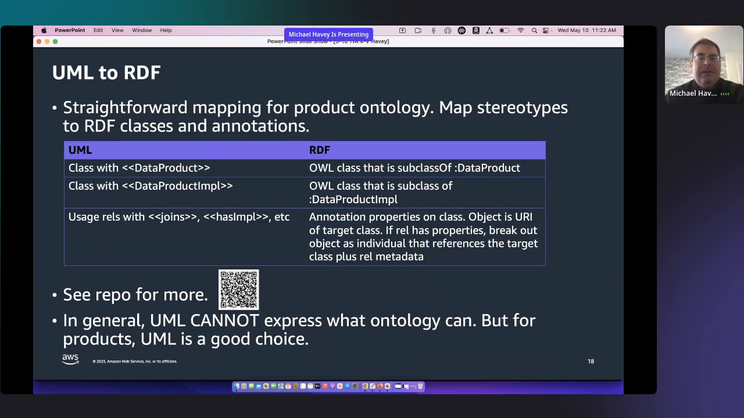And underlying this, since I use UML, I need a mapping. So I use annotations as a way to express relationships between classes. UML is not really an ideal tool for representing ontologies, so I don't even attempt to do so. UML's purpose here is really to document products and their relationships to each other. For details, please take a look at this link. The tutorial will walk you through more details.